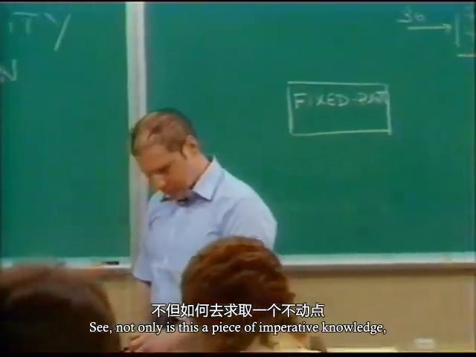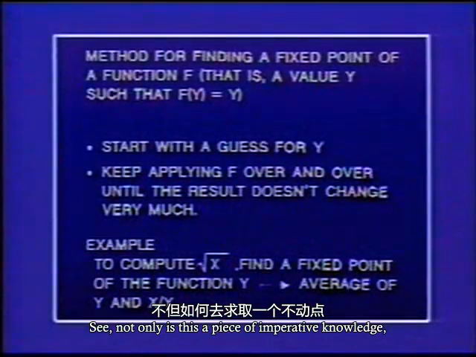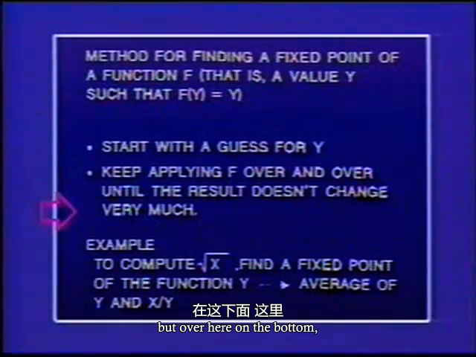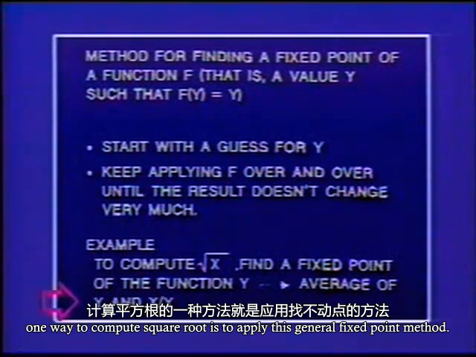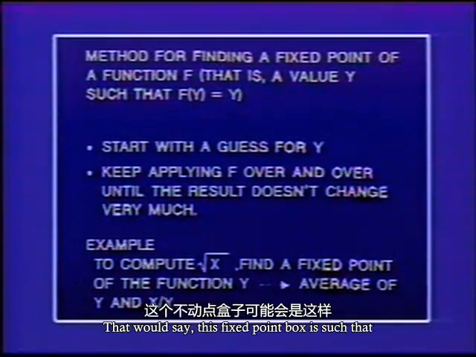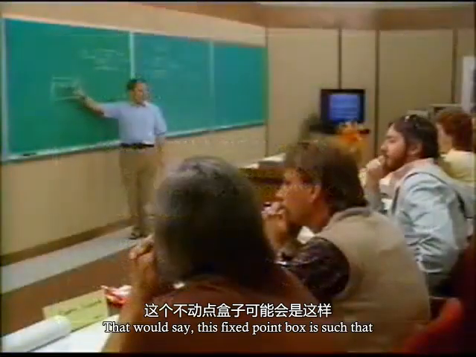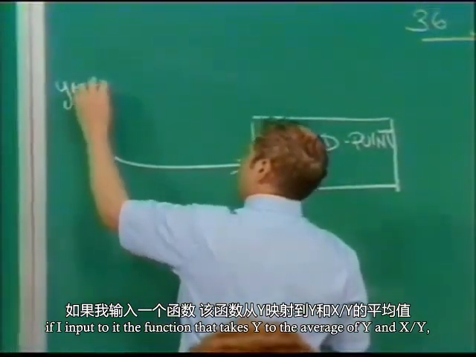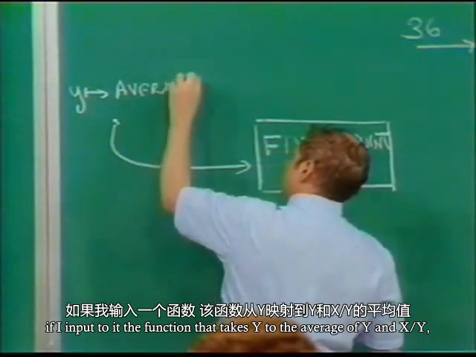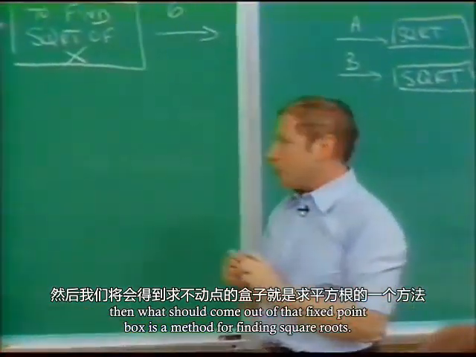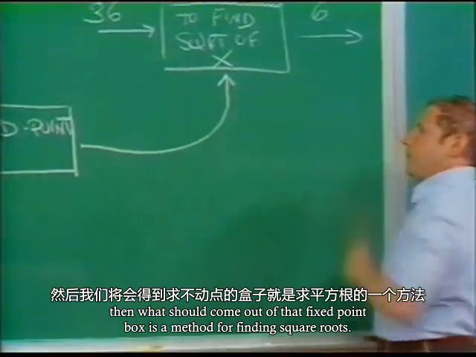And in fact, let's go back and look at that slide again. See, not only is this a piece of imperative knowledge, how to find a fixed point, but over here on the bottom there's another piece of imperative knowledge which says one way to compute square root is to apply this general fixed point method. So I'd like to also be able to express that imperative knowledge. What would that look like? That would say this fixed point box is such that if I input to it the function that takes y to the average of y and x over y, then what should come out of that fixed point box is a method for finding square roots.